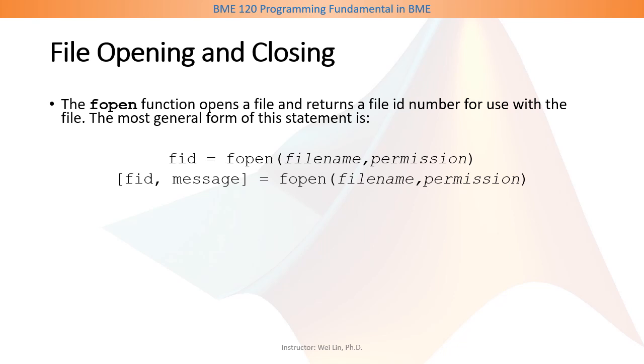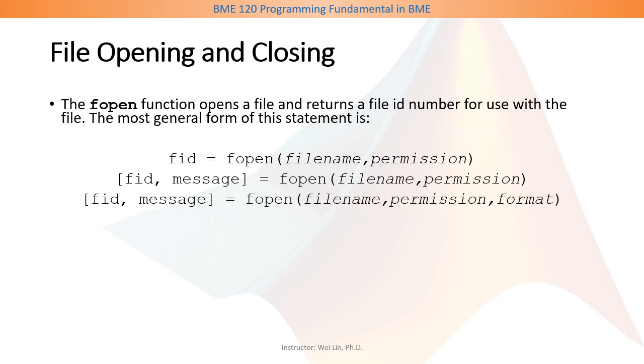The second form of the fopen function is almost the same as the first form, except that it will return two data. One is still the file ID, and the second is a message. If the file open operation is successful, there will be no message. Otherwise, you will have an error message, which is a string.